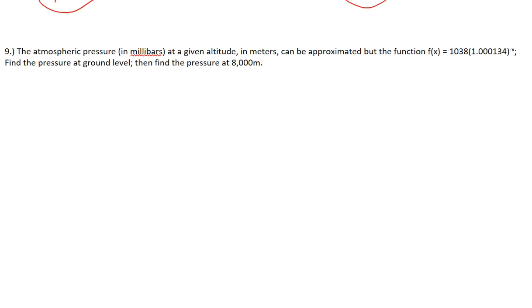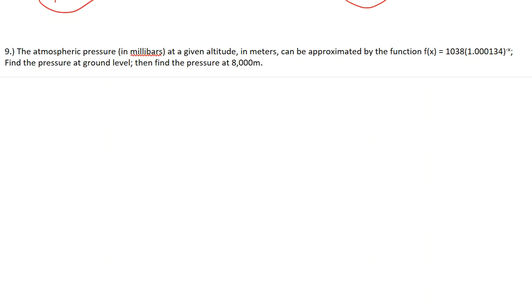And wrapping up our last question, we have a very slight word problem. It says the atmospheric pressure in millibars at a given altitude in meters can be approximated by the function f of x equals 1038 times 1.000134 to the negative x power. And what we want to do is find the pressure at ground level and then find the pressure at 8,000 meters.